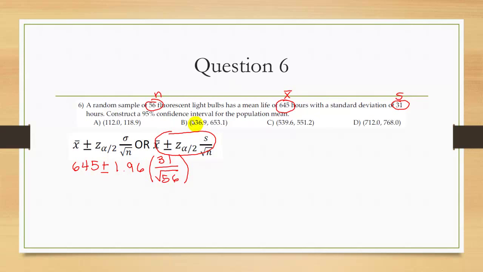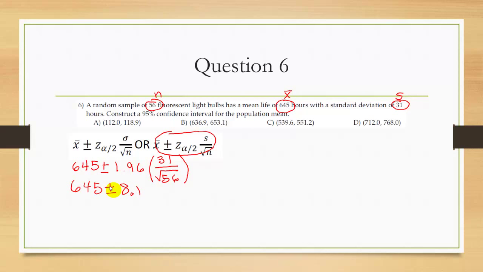All right, so for this one though, they actually gave the whole interval, so let's calculate the whole interval. First we have to tackle the margin of error, because of order of operations, addition and subtraction come last. So we're going to do 1.96 times 31 divided by the square root of 56. That gives me approximately 8.1. So we're going to do 645 plus or minus 8.1.